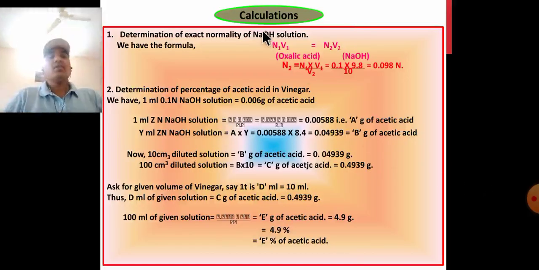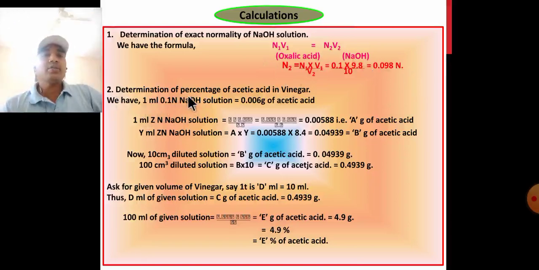Calculation of this experiment. The first part is determination of the exact normality of the NaOH solution. We have the formula N1V1 = N2V2, where N1V1 is oxalic acid and N2V2 is NaOH. N2 = N1 × V1 / V2 = 0.1 × 9.8 / 10 = 0.098. This is the normality of the NaOH solution, nearly 0.1 normal.